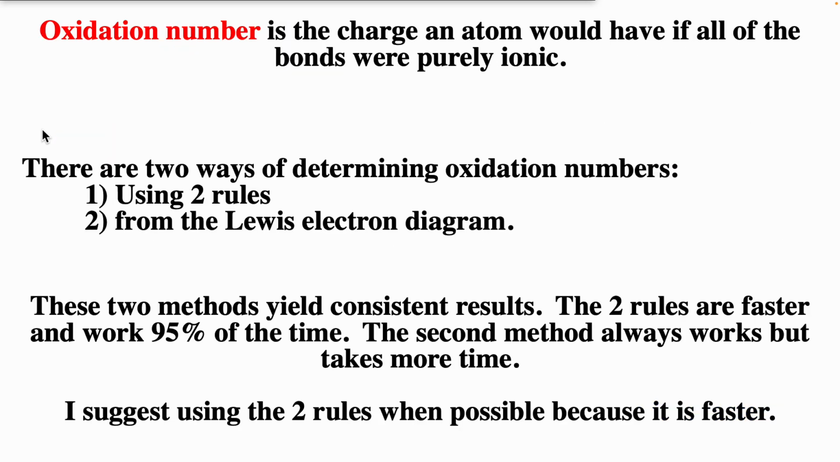And so there's actually two ways to determine oxidation states. The first way is using two rules. And then the second way is drawing the Lewis diagram. Now, using the two rules works 95% of the time, is much faster. I strongly recommend that you try using the two rules first. And then if the two rules don't work, you'll notice, and then you can try using the Lewis diagram. But the two rules is much faster than the Lewis diagrams.